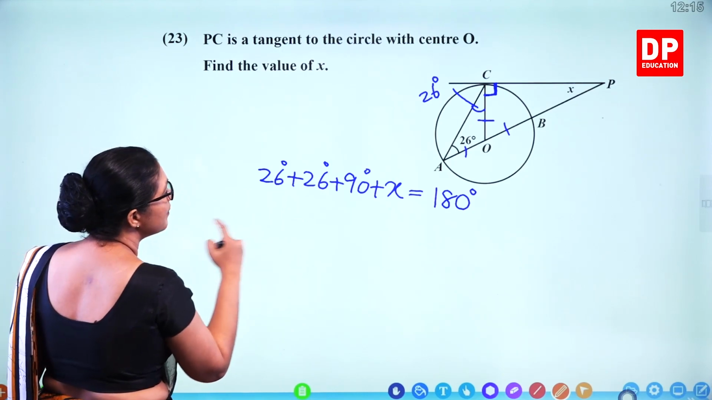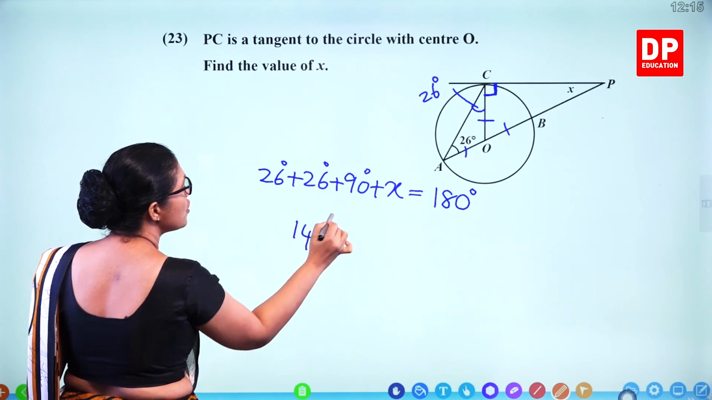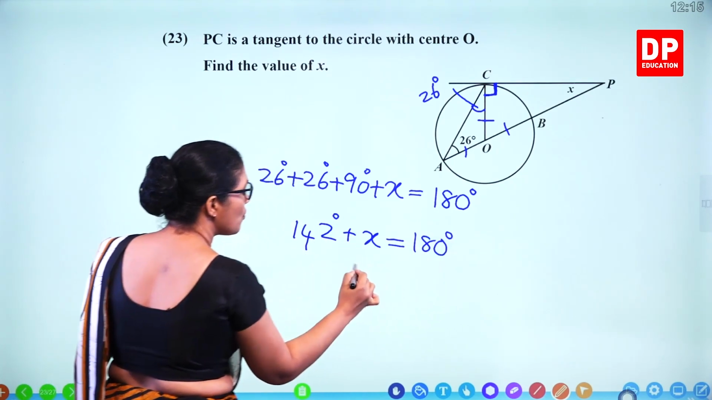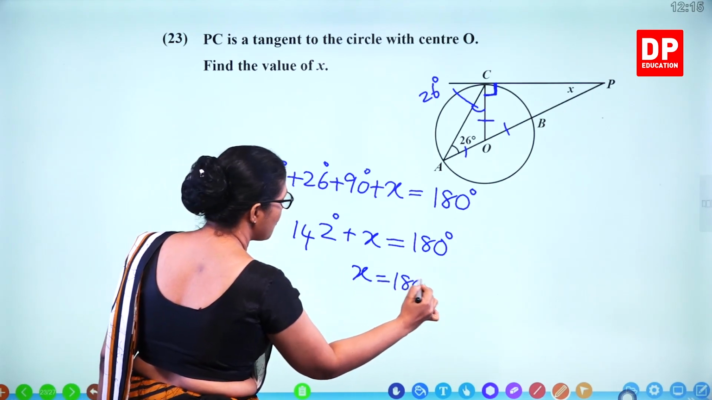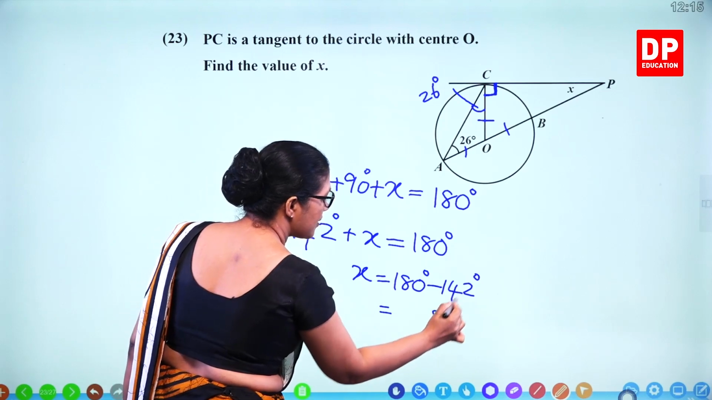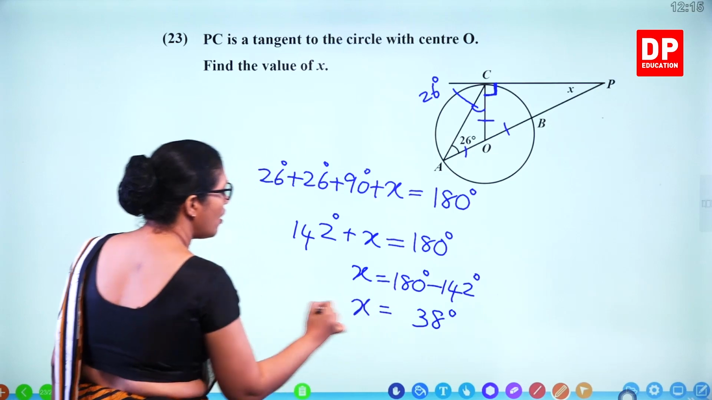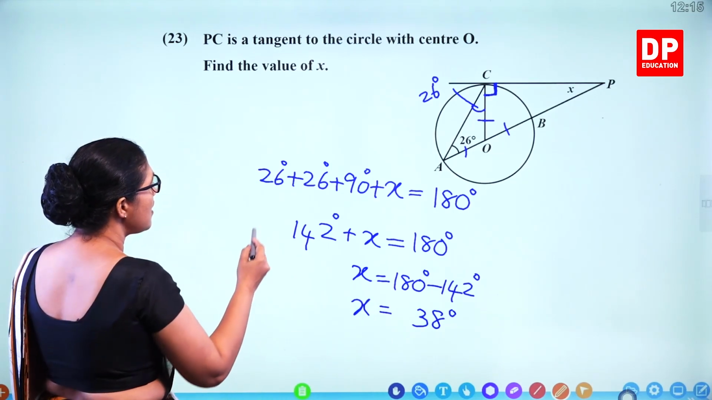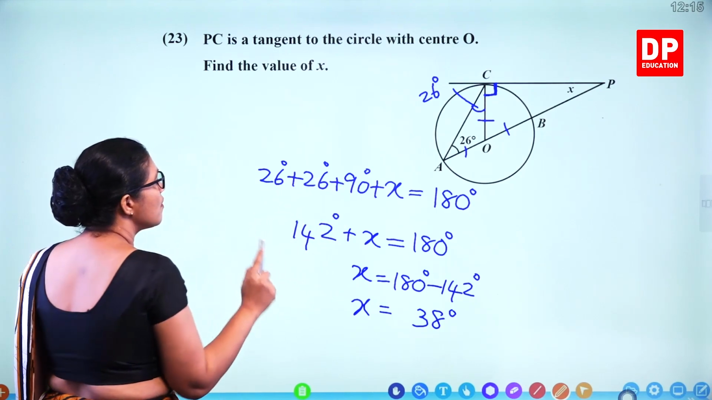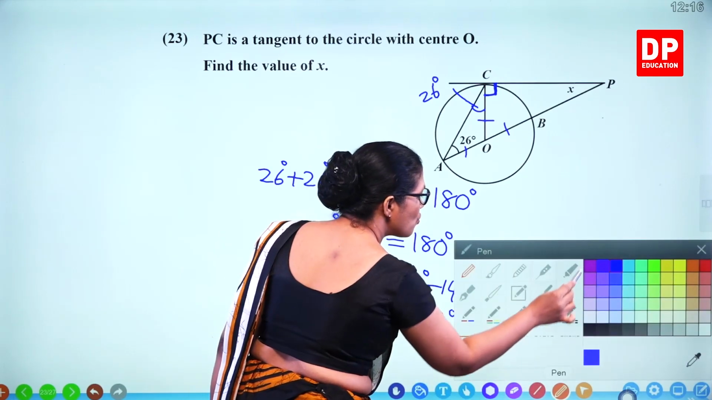So what's the total here? 6 and 6, 12, 10, 14. 142 degrees. Plus x is 180. So what's x? Subtract 142 degrees. You get 38 degrees for x. Again, check the addition. 6 and 6, 12. 1 remaining, 10 and 4, 14. So 38 degrees for x. So 2 marks for that.